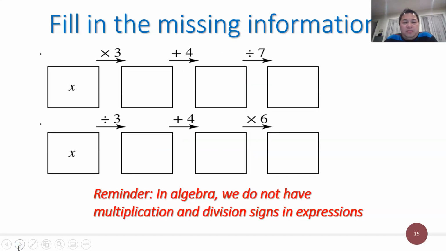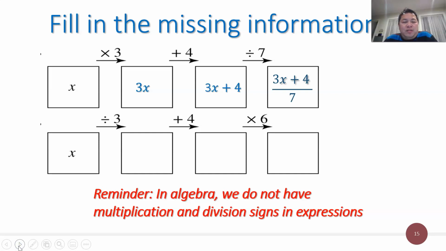Let's look for a longer one. Now you have a longer expression. Don't worry, it's still the same practice. x times 3, you get 3x. Then plus 4, you have 3x plus 4. When you divide by 7, the whole chunk, 3x plus 4, is over 7.